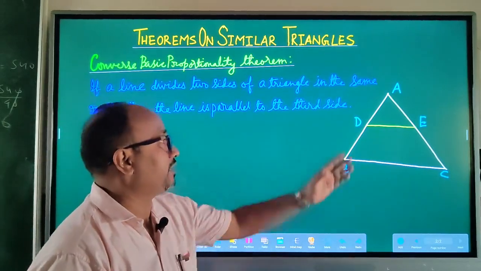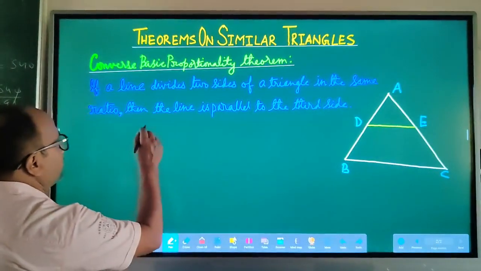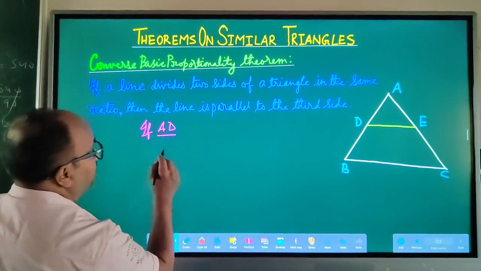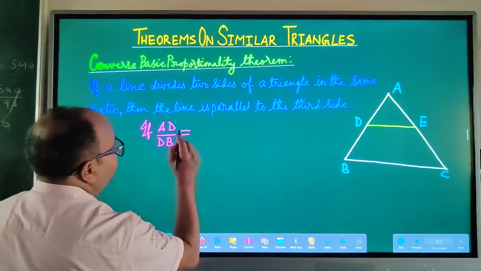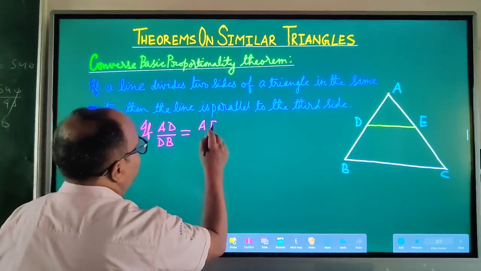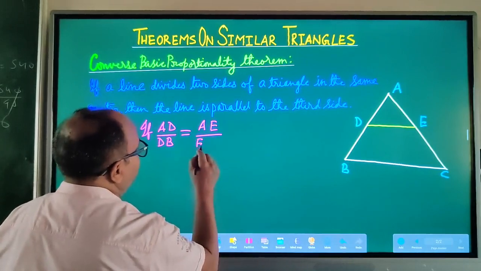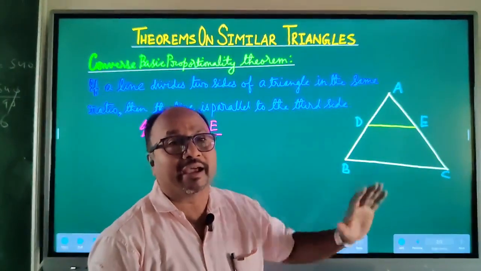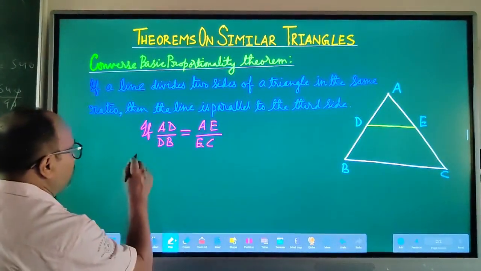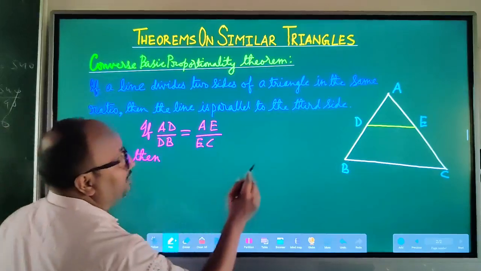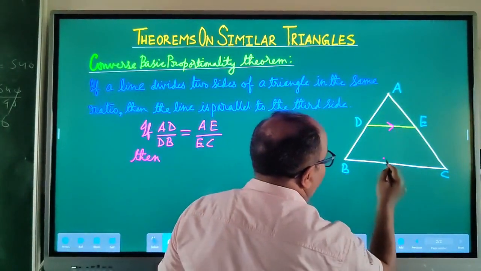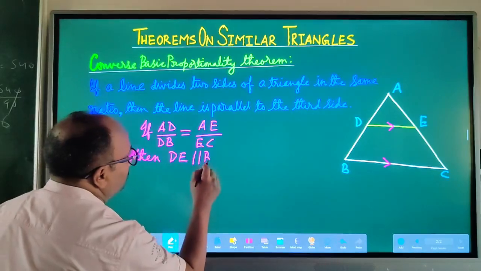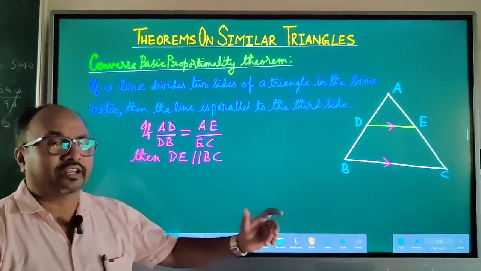Let us see in this figure ABC, I am taking here that if AD by DB is equal to AE by EC. So I am getting this ratio of AD by DB equals AE by EC. Then I can go to write that this line DE is parallel to BC. So line DE is parallel to BC. So it's a very simple theorem.